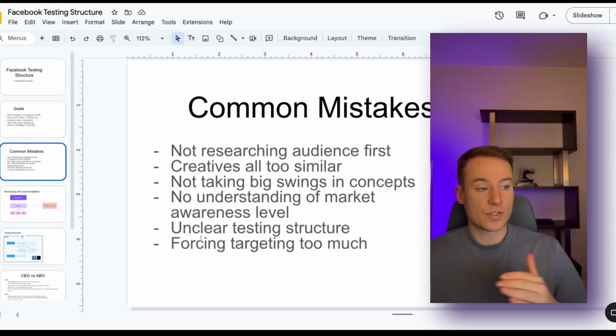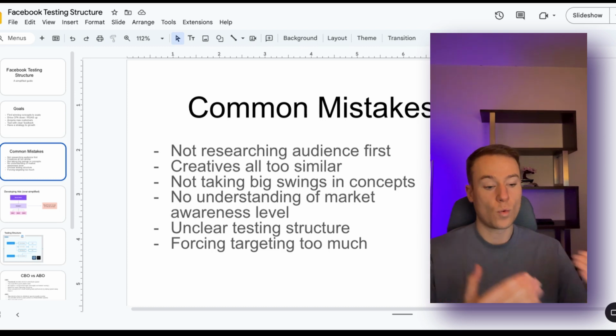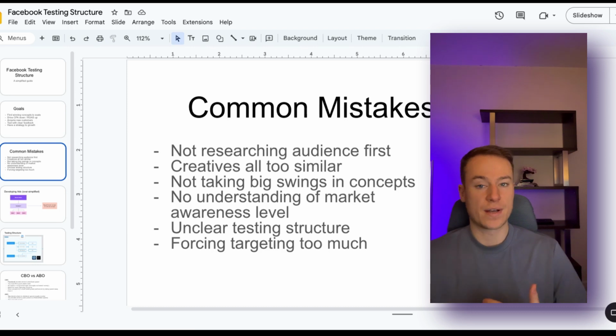The next bit then is just an unclear testing structure. So similar to what I mentioned just a second ago, you really want to have a clear structure so you can see what works, what doesn't, and then you can iterate from that.